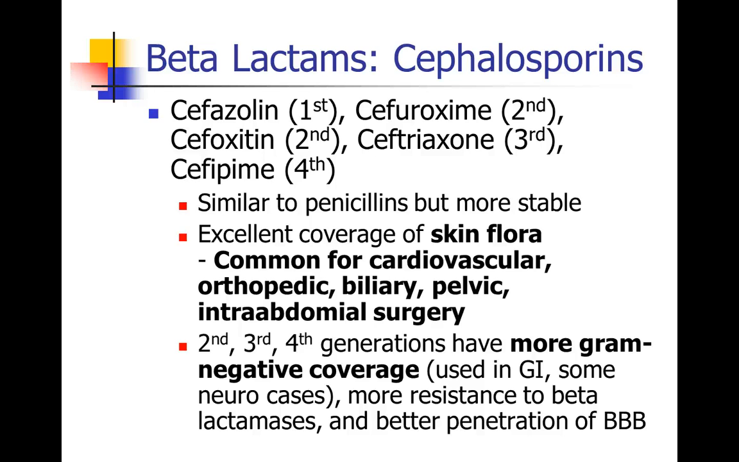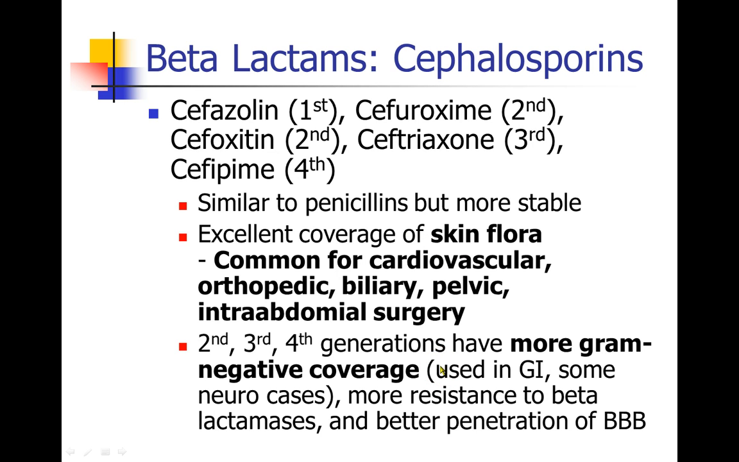The other beta-lactam that we see a lot of are the cephalosporins. Cephalosporins come in many different generations, and I've given just examples of each, but there are dozens of beta-lactams out there. Cefazolin is our most common first generation, cefuroxime and cefoxitin are common second generation, ceftriaxone is a third generation, and cefepime is a fourth generation. There's even some fifth generation cephalosporins out there now.